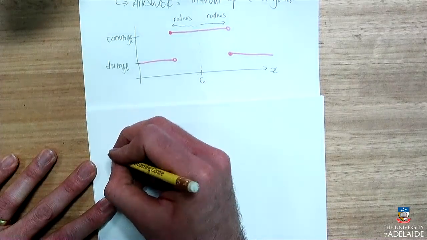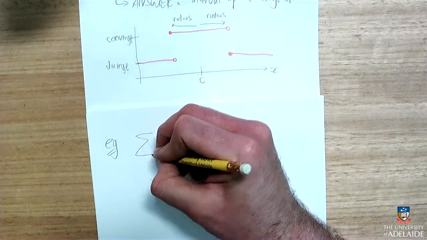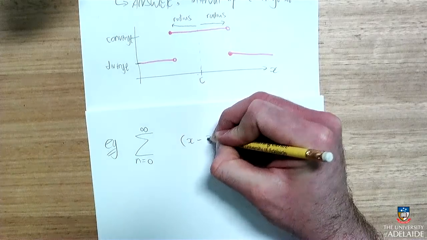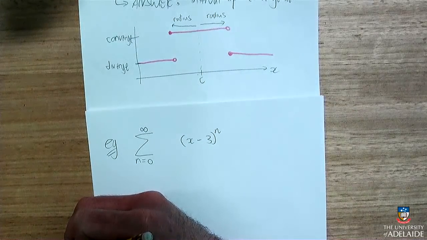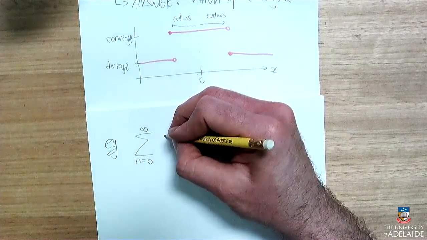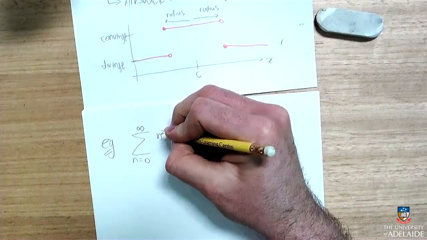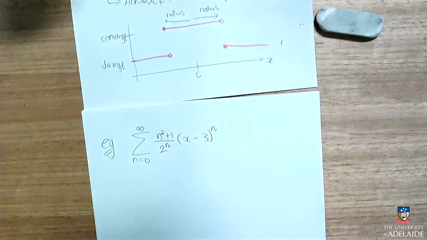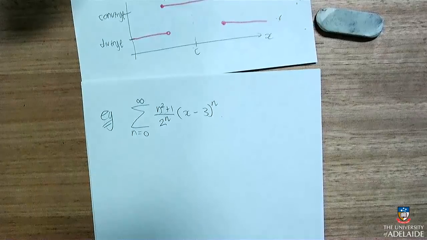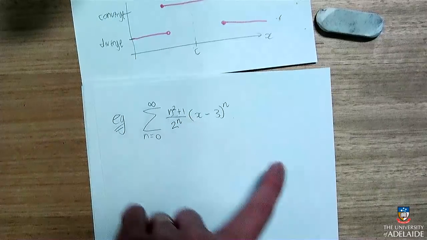So let's see. Probably easier to do with an example. Yeah, let's do that. I have no idea what's going to happen, so I'm just going to give it a go. So this is my power series. It's got random stuff here next to the x minus 3 to the n.